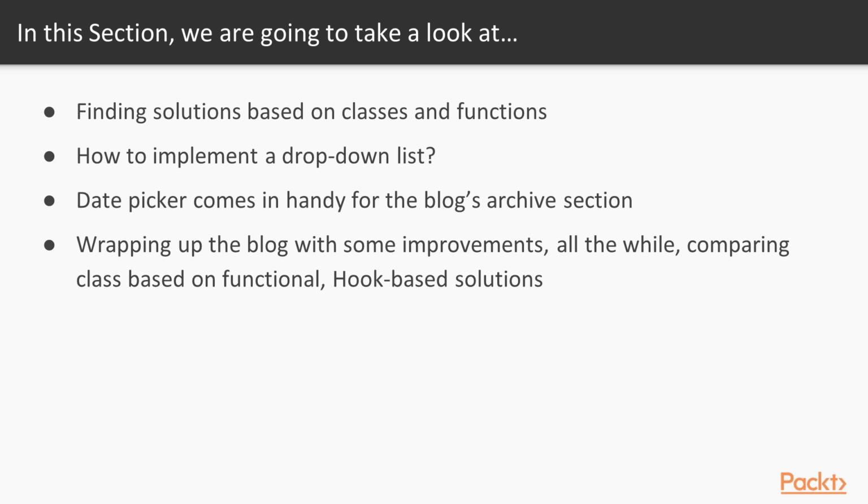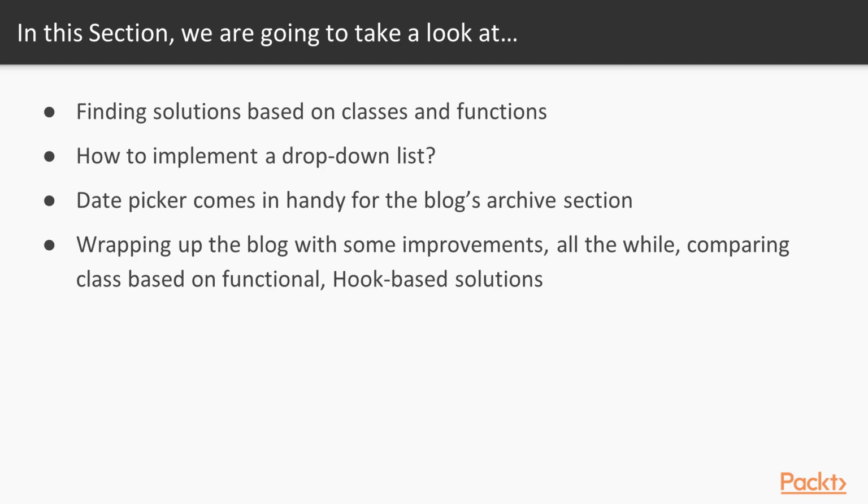Since in the first video we implemented an option list, now the challenge will be a drop-down list, because we'll be having code challenges in this section. In the next video, a datetime picker comes in handy for the blog's archive section. Finally, in the last video, we wrap up the blog with some improvements, all the while comparing class-based to functional hooks-based solutions.